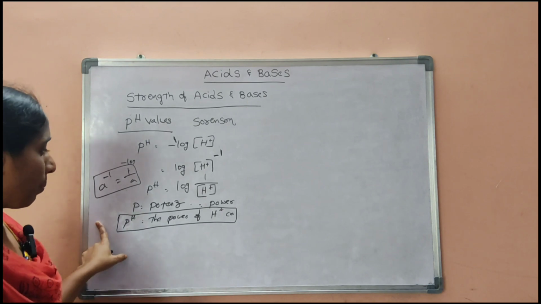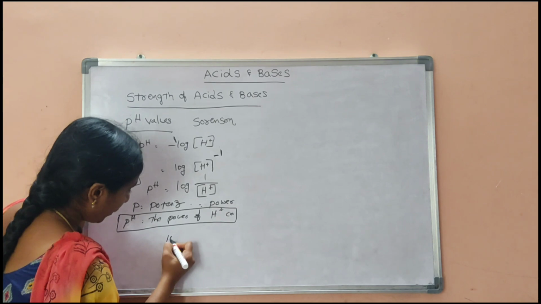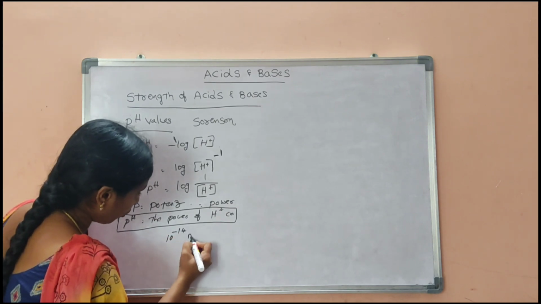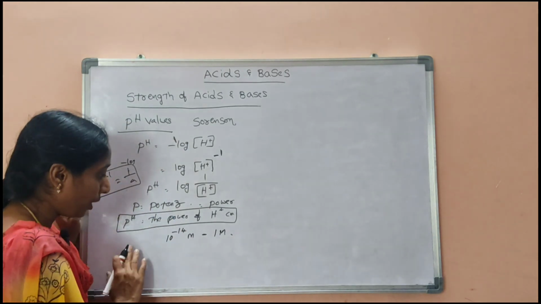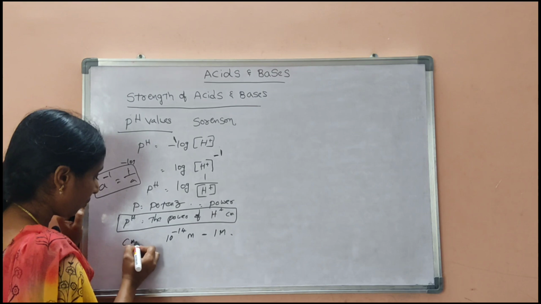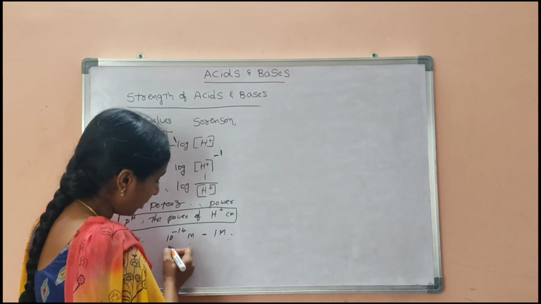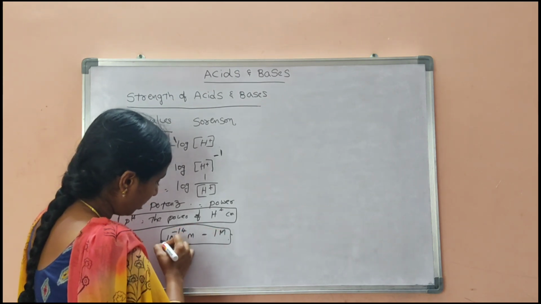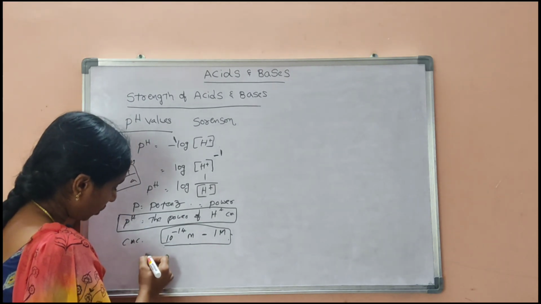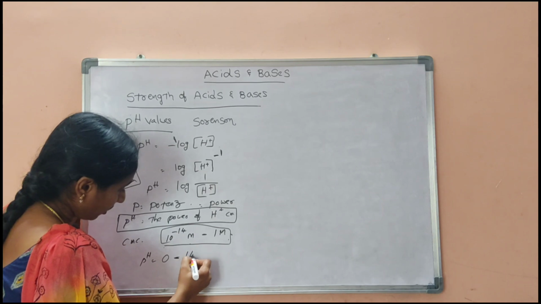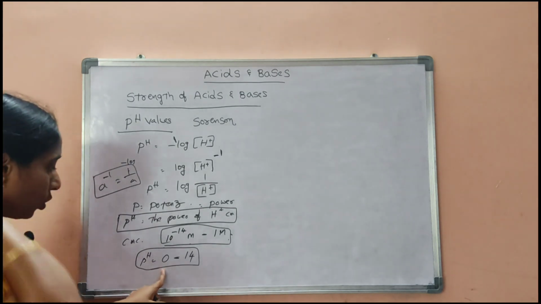The pH is applicable only to concentrations from 10 to the power of minus 14 moles to 1 mole. These pH values are only applicable to concentrations of 10 to the power of minus 14 M to 1 M. M means molarity. So, what are the pH values? The pH range is 0 to 14.